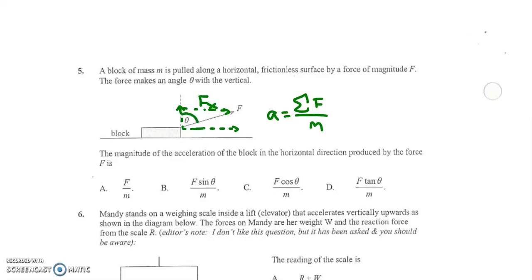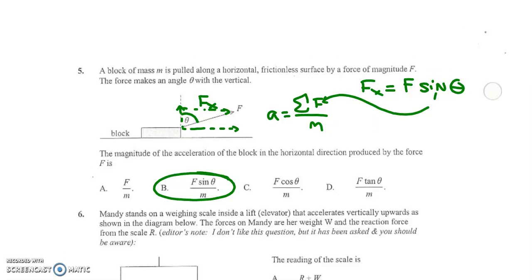So if I want to figure out this x component, that is across from the angle, so the x component is actually equal to the force times the sine of the angle. Okay, so just be mindful of where your angle is drawn from, and so that gets us F sine theta over m.